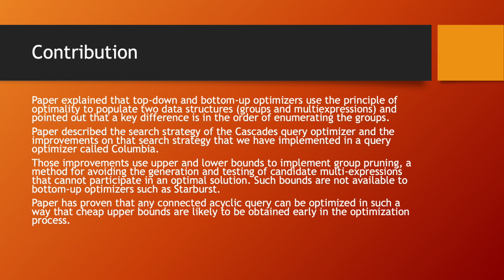Those improvements use upper and lower bounds to implement group pruning, a method for avoiding the generation and testing of candidate multi-expressions that cannot participate in an optimal solution. Such bounds are not available to bottom-up optimizers, such as Starburst. The paper has proven that any connected cyclic query can be optimized in such a way that cheap upper bounds are likely to be obtained early in the optimization process.